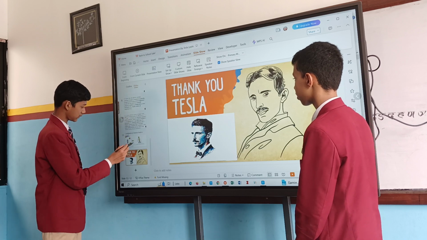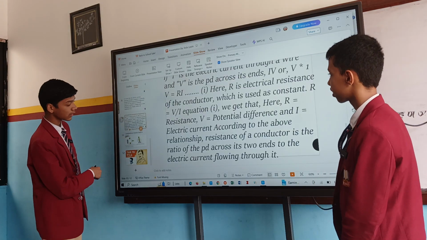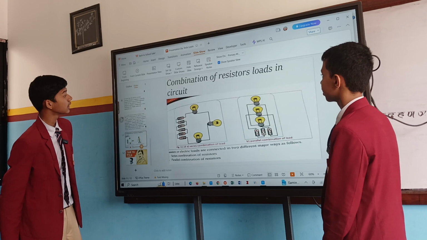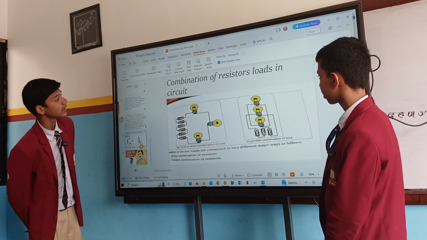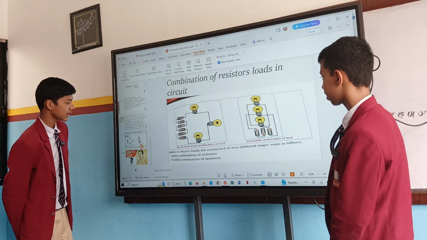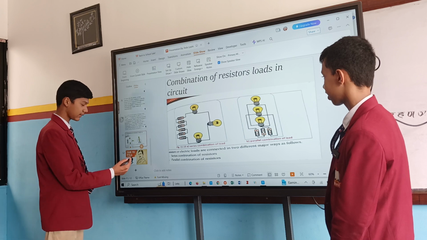This is also a combination of resistors, or loads, in a circuit. Here is the given diagram.